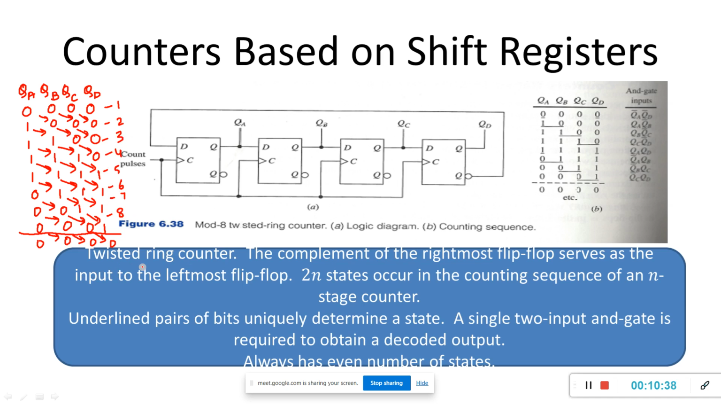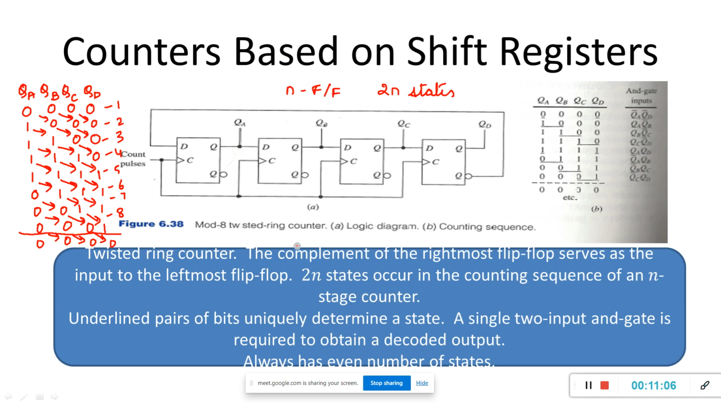So here, in the twisted ring counter, the complement of the rightmost flip-flop serves as input to the leftmost flip-flop. 2n states occur in the counting sequence of an n-stage counter. What it is telling is, if we have n flip-flops, we can generate 2n states in this twisted ring counter. This is known as a twisted ring counter.